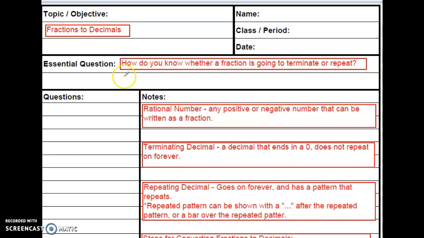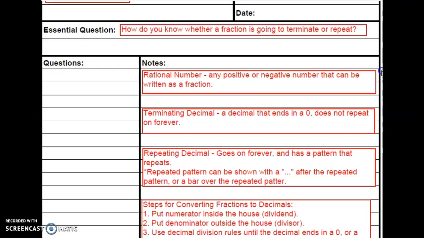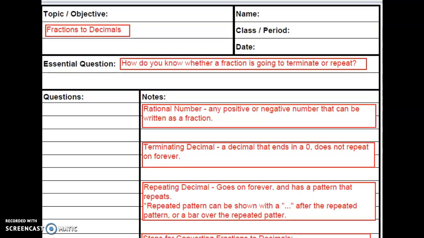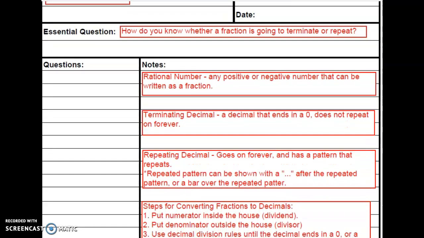So our essential question for today is, how do you know whether a fraction is going to terminate or repeat? Okay, so we've got some vocabulary to go through, and then we have some steps and some lovely handwritten stuff from my computer that you guys are going to see are so much better at writing with your computers than I am. And then we're going to go through some guided practice.